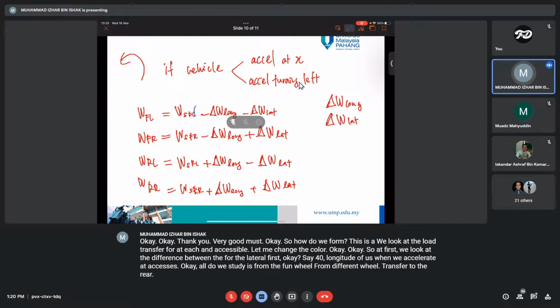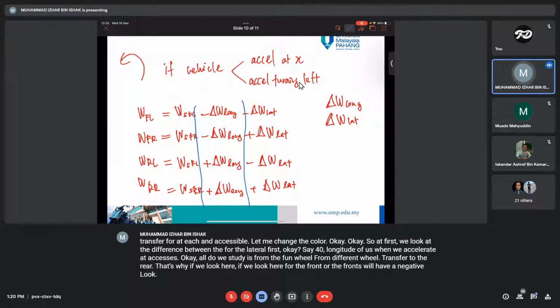That's why if we look here, all the fronts will have a negative load transfer for the longitudinal. Okay, so the negative. And for the rear, it will add, it will be positive.